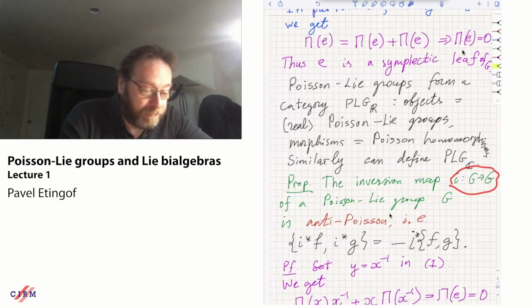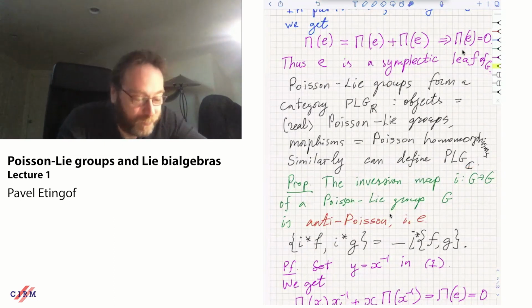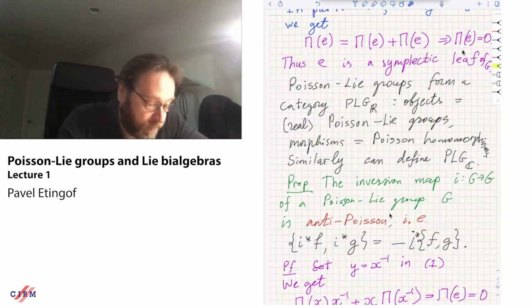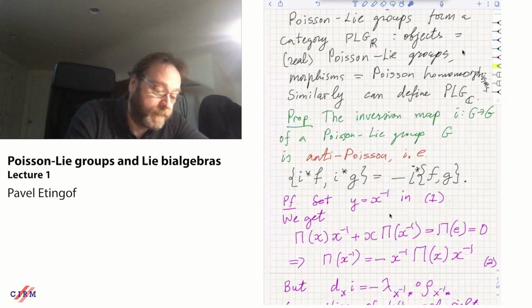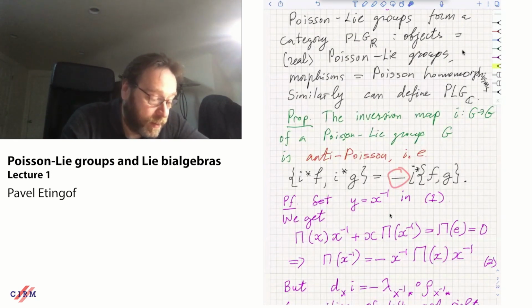is actually an anti-Poisson map, which means it opposes the Poisson bracket, it changes the sign. So in other words, if I pull back two functions f and g under this map and then compute the Poisson bracket, then it is the same as doing it in the other order up to sign, but the sign is minus. So there is a minus. And the proof is very easy.